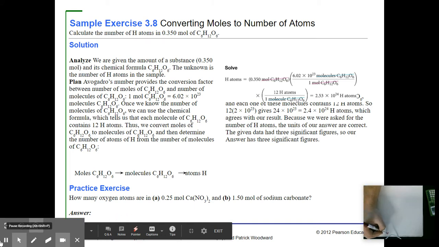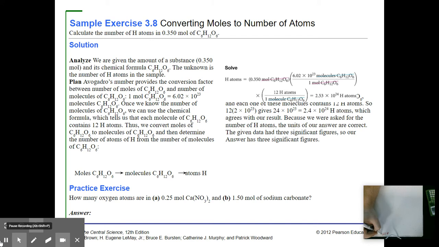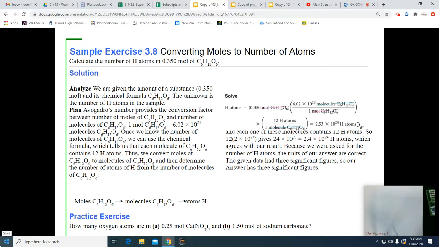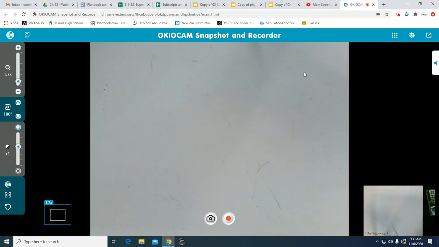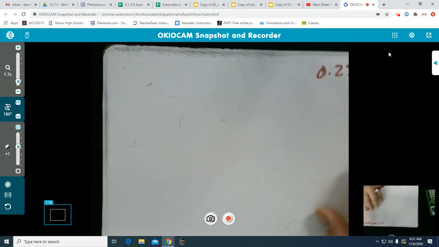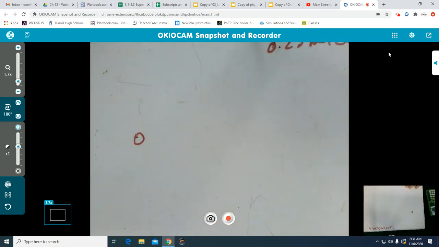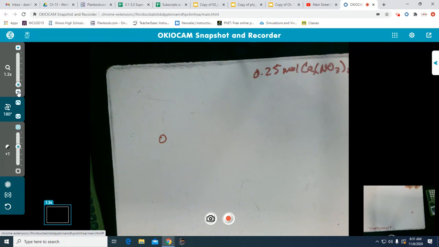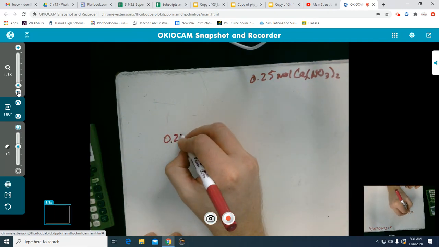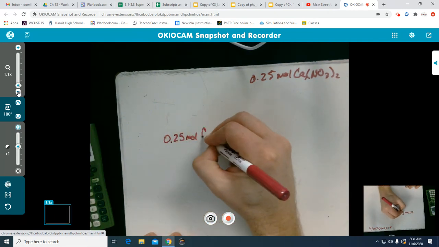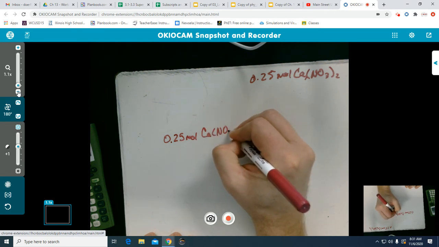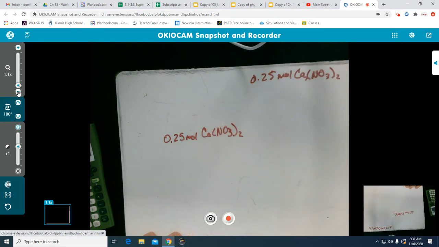So I'm just going to write up top here just so I can not go back and forth. 0.25 mole calcium nitrate. Okay. All right, so I've got 0.25 mole of calcium nitrate, and that's going to be my given. 0.25 mole calcium nitrate. Okay, Ca(NO3)2.